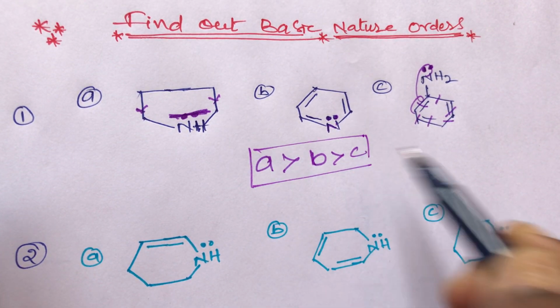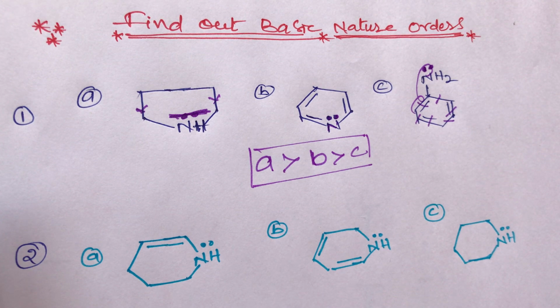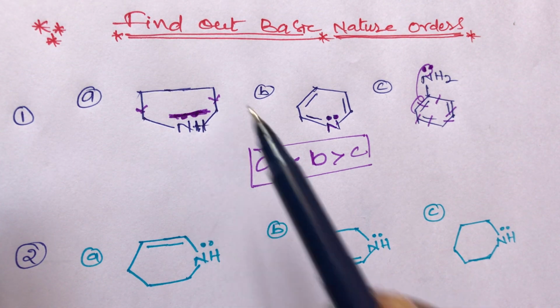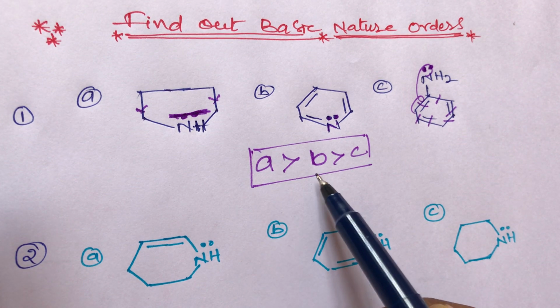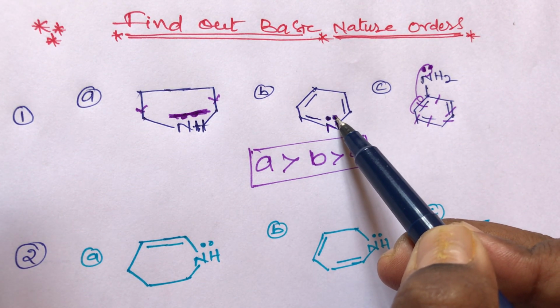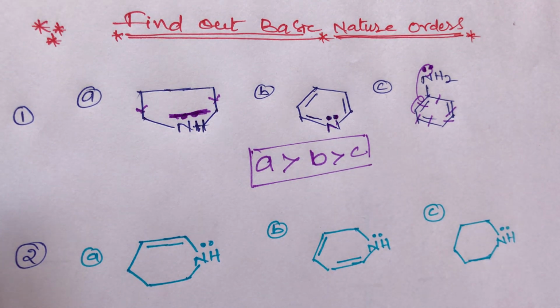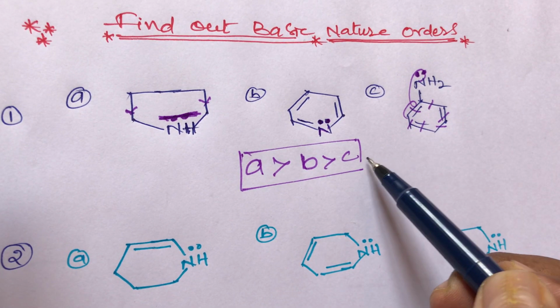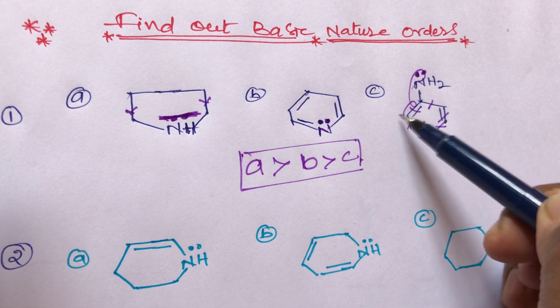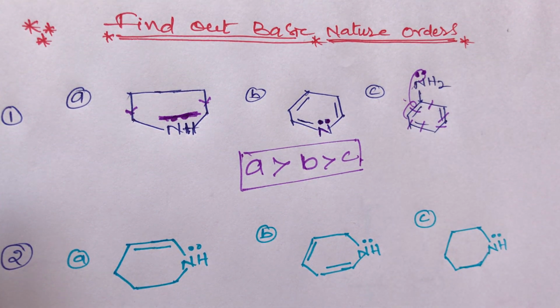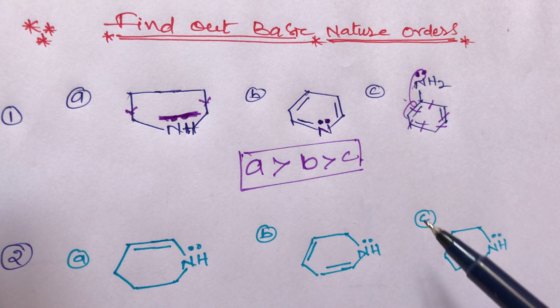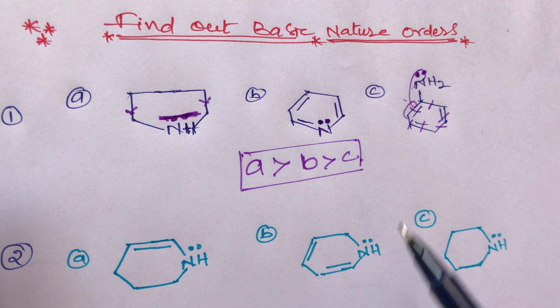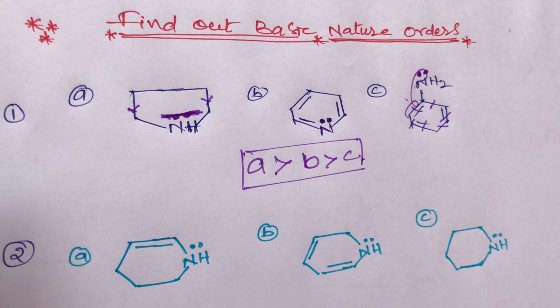Simple trick I already explained in the previous video: basic strength depends on electron density or negative charge. The A compound has more electron density, so that is the reason the A compound is more basic than the B compound. The B compound also has one lone pair, which does not involve in the resonance, so this lone pair stays as it is. But in the C compound, this lone pair completely disappears, meaning it participates in the resonance delocalization. This lone pair of electrons participates in delocalization, so it completely disappears. So the least basic is the C compound. This is the order, students.